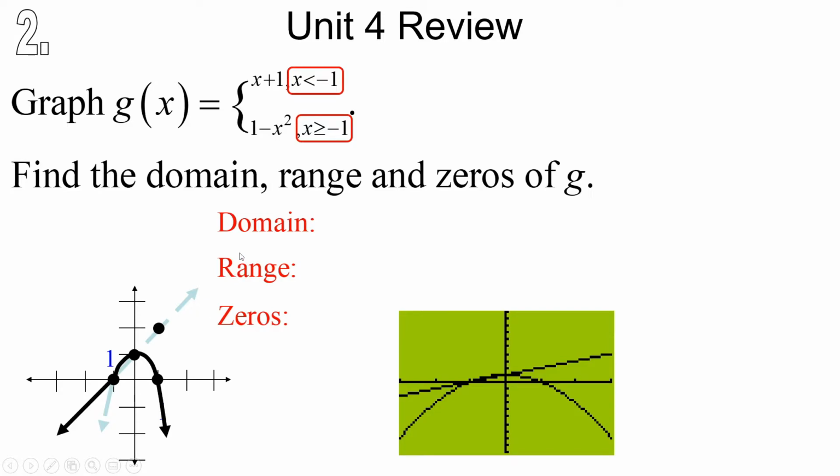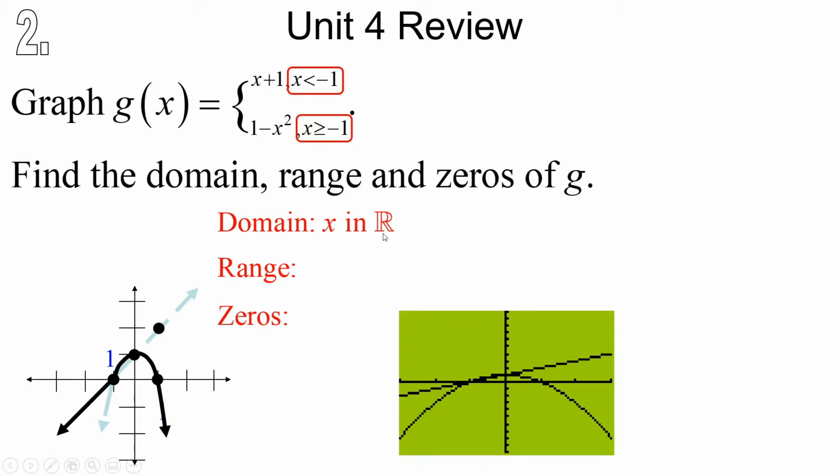So the domain, well, do you see the arrow? This is going forever to the left and forever to the right rather slowly. So the domain x would be in the set of real numbers. The domain is all real numbers. And that double bar R is the symbol for the set of real numbers.